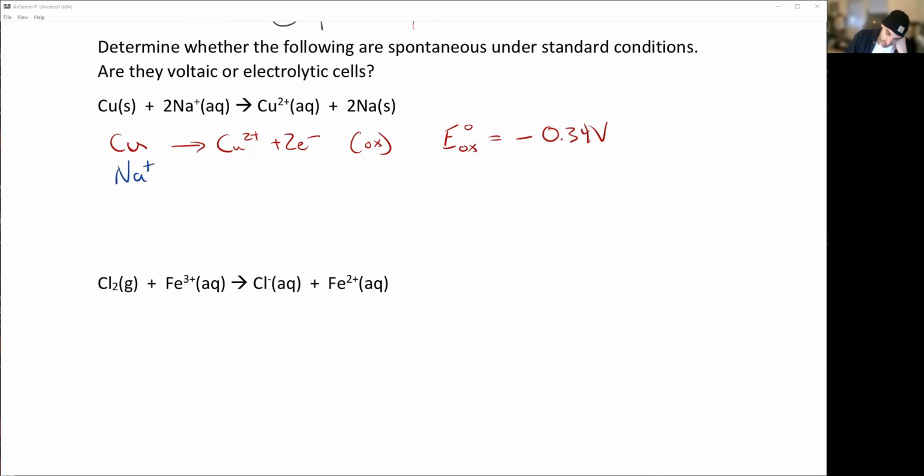Sodium plus plus an electron turns into solid sodium. We can look this up. We know that this is going through reduction, the reduction half reaction, so I'm not reversing the sign of this one. It should remain the same.